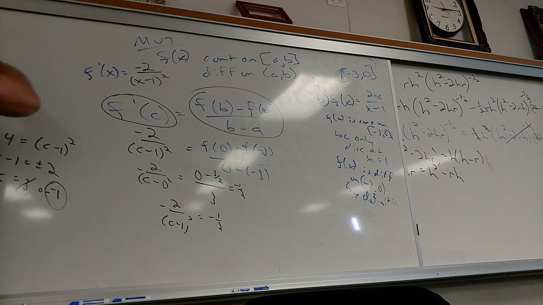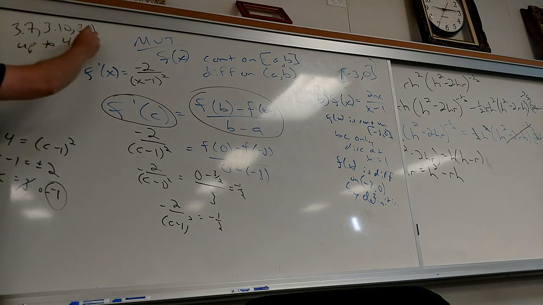So it's 3.7, 3.10, 3.11, and then what was it? Chapter 4 up to 4.7. We stopped at 4.7. So we'll finish chapter 4 after this test. Not the same day.